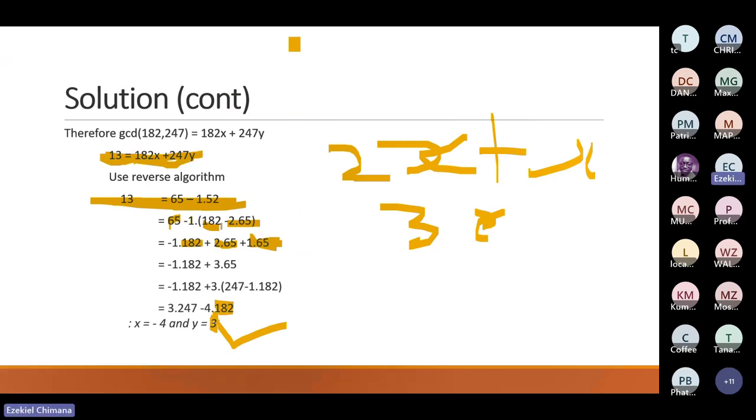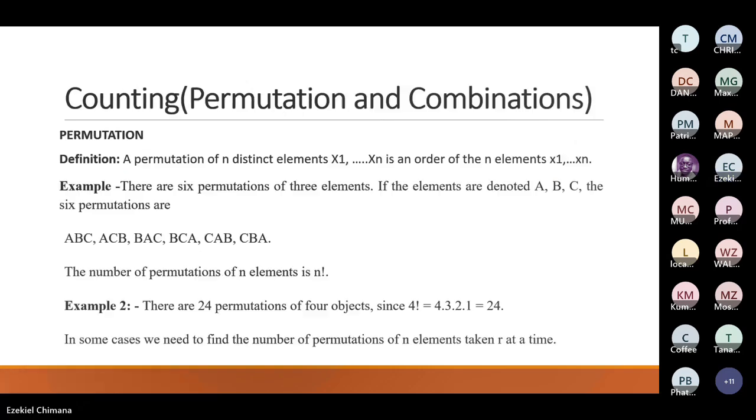So you can just revise following this slide, and it will be actually easy. I don't know if there are questions on finding the greatest common divisor.